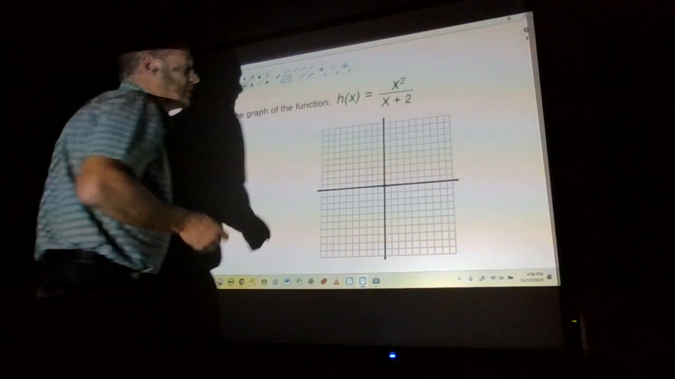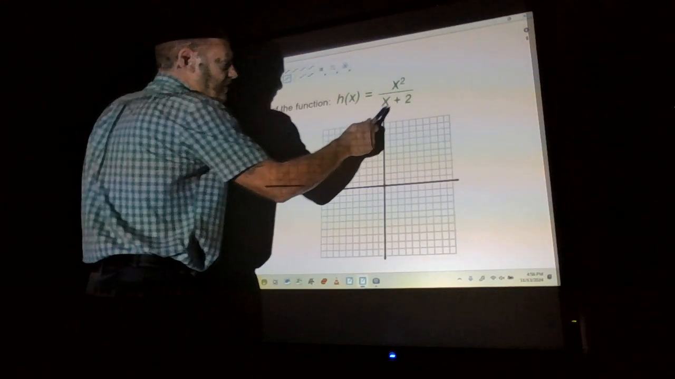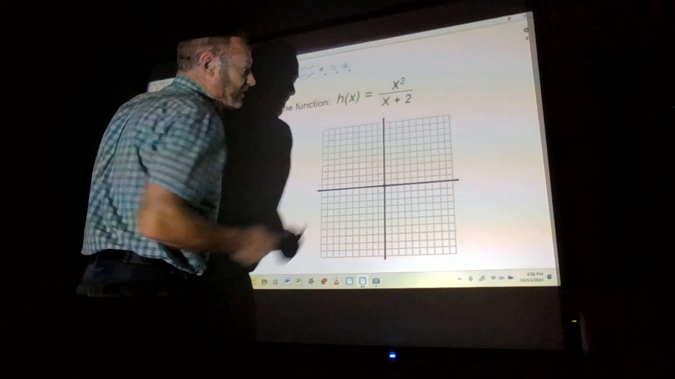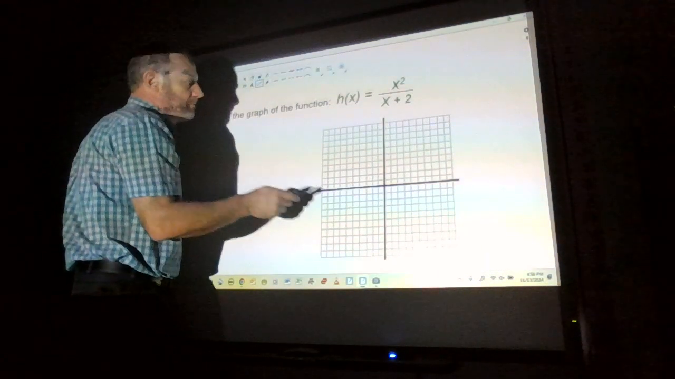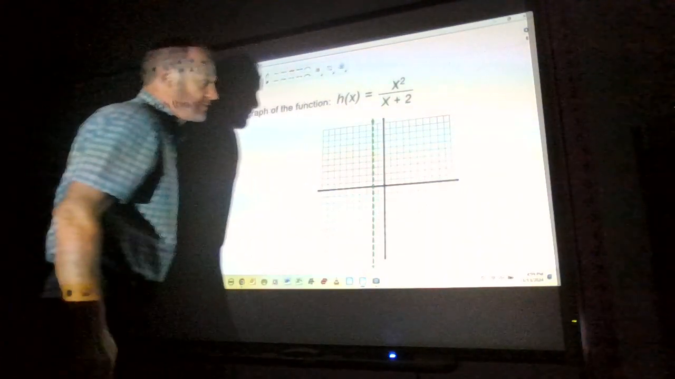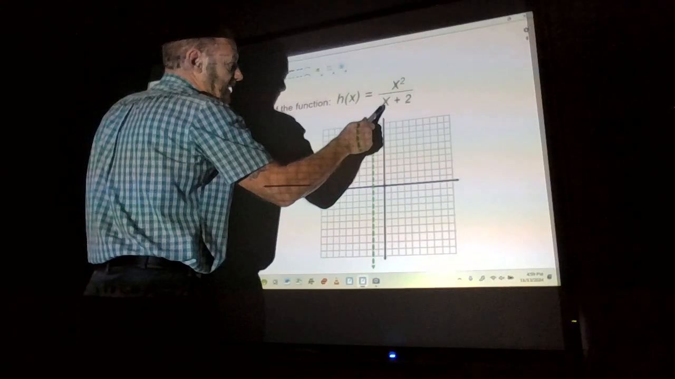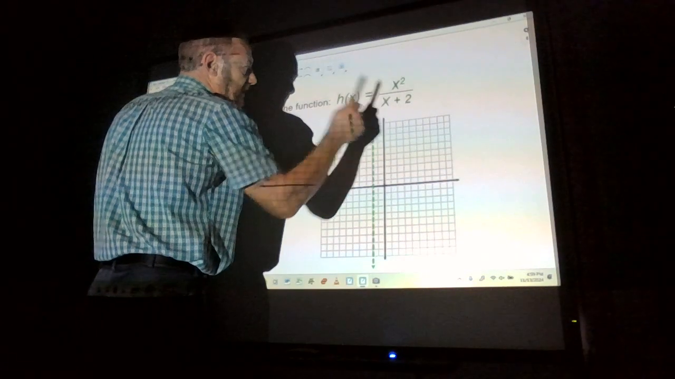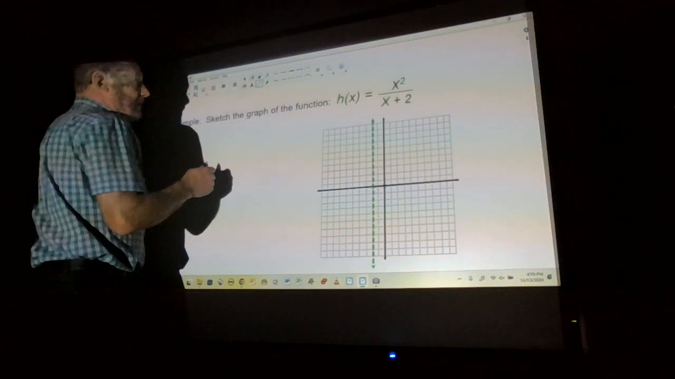Okay, so here's what I know. This thing's going to have a vertical asymptote. It's already factored. It's going to have a vertical asymptote at negative 2, because that's where the denominator is going to be 0. So I'm going to go ahead and put that in here. Okay, so there's that. And then since x squared is 1 degree higher than x, this is going to have an oblique asymptote.